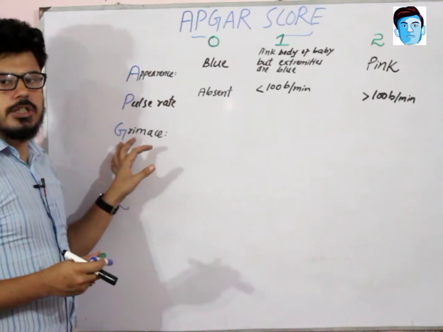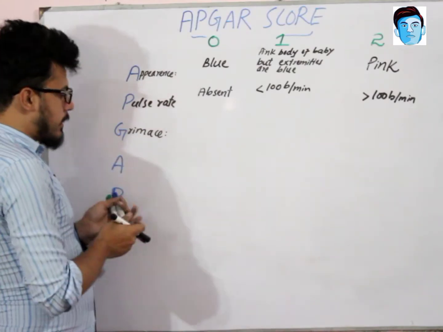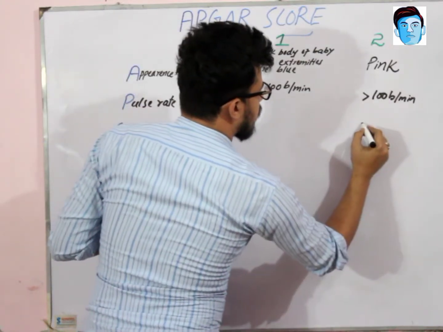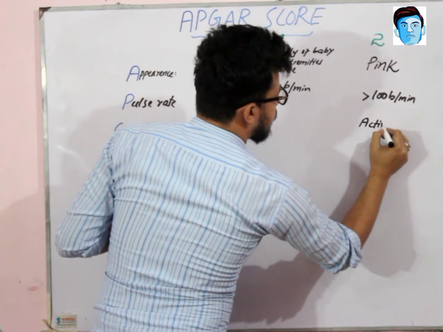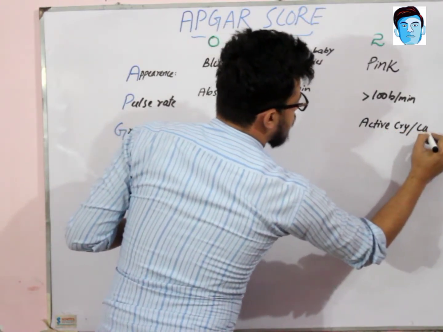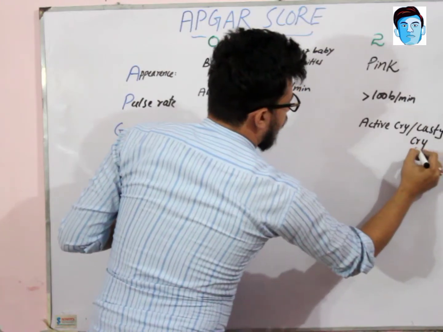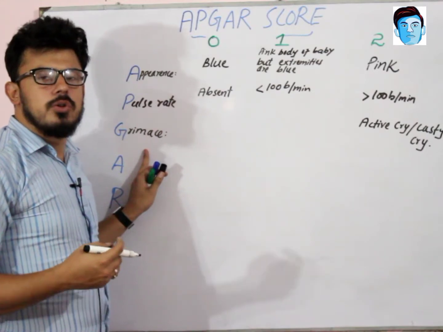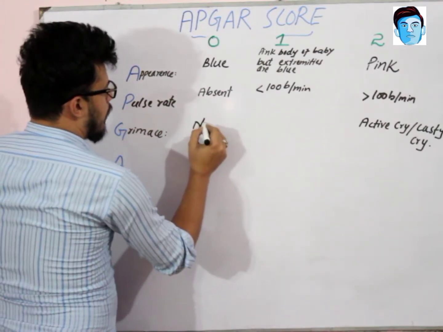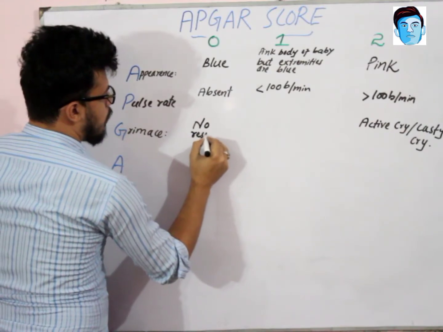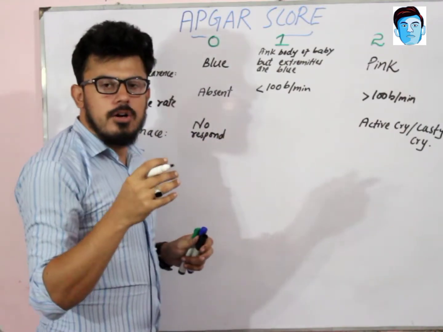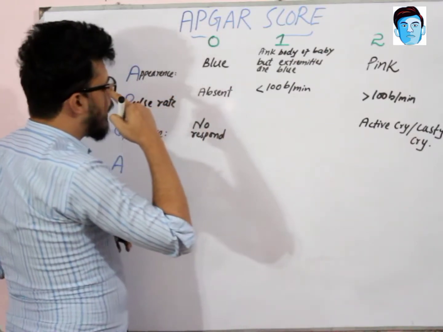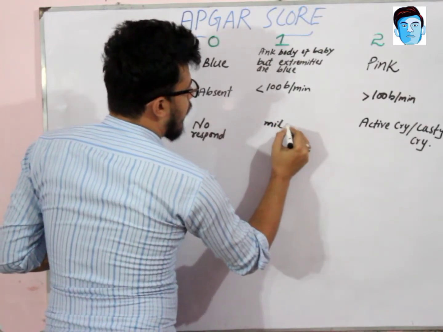If the baby is not able to cry, it means there is some pathology associated with it. So upon stimulation, if the baby is actively crying, that is the best condition. So here there will be active cry, also called lusty cry. But upon giving electrical stimulation, if the baby shows no response, that will be a worse condition. Here there will be no response. If there is a mild response or mild cry shown by the baby, that will be an intermediate condition. So here there will be mild grimace.